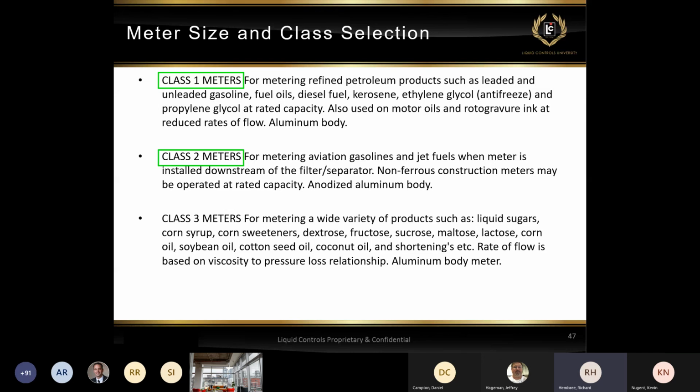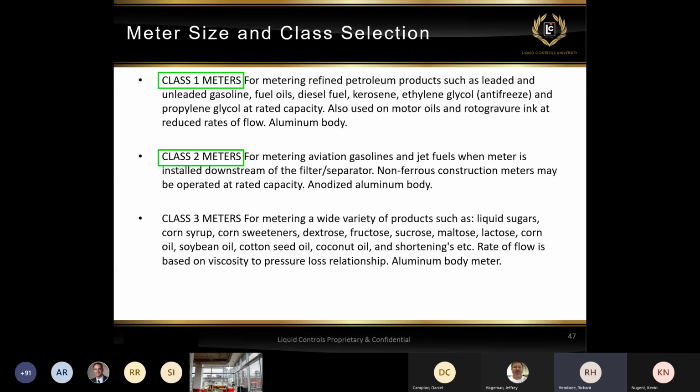Class 3 meter for metering a wide variety of products: your liquid sugars, your corn syrups, corn sweeteners, shortening, corn oil, soybean oil. And this is an aluminum body meter, and the rate of flow is based on the viscosity to pressure loss relationship. So make sure that we know the viscosity of the product that you measure for this one here. Class 4 meters for treated waters, deionized, demineralized water, potable water, certain solvents.